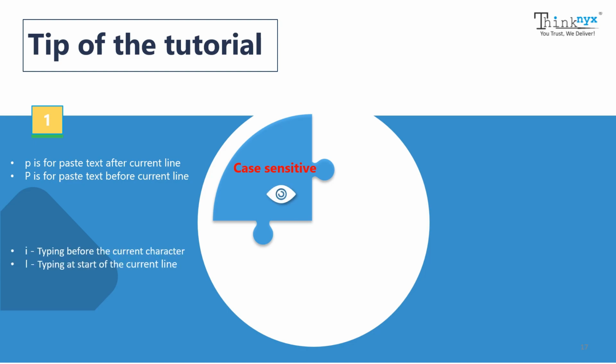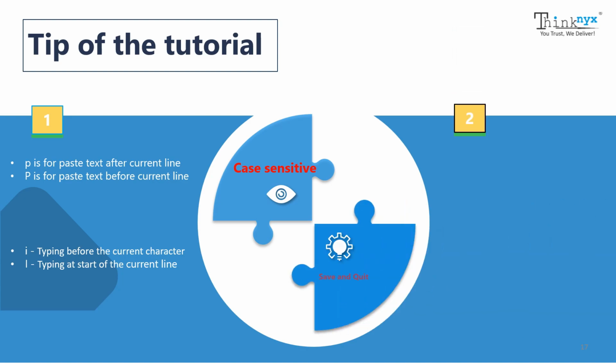Lowercase i would be inserting text before the current cursor location. Uppercase I will be inserting characters at the beginning of the current line. Save and quit. It's been ages, but still it is a puzzle for many. A very important info, or you can say the difference between :x and :wq.